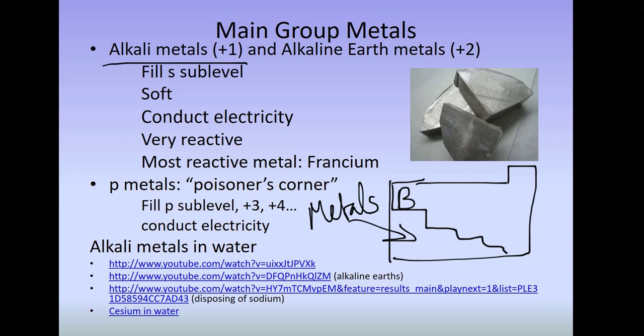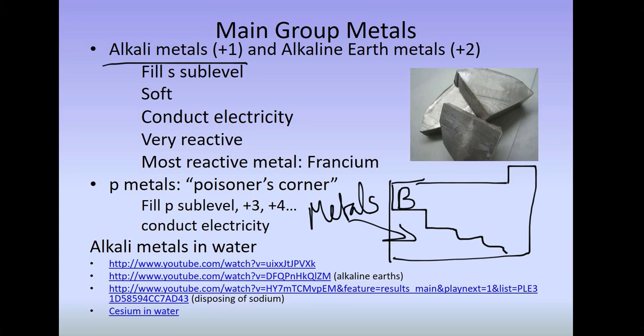Your alkaline earth metals have an oxidation number of +2. So what's going on with the alkali and alkaline earth metals? You're filling the S sublevel. These metals are a lot softer than the transition metals. They are still metals though. They conduct electricity. They're very, very reactive.